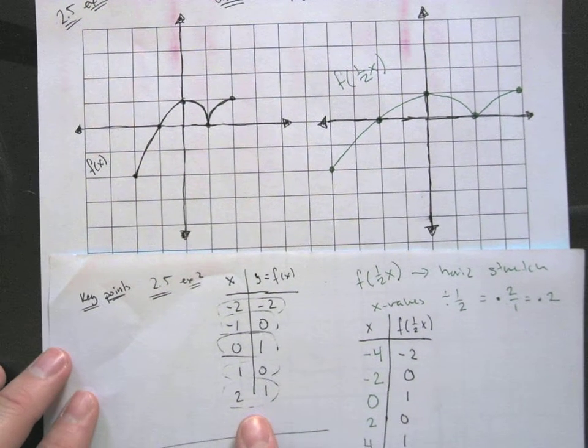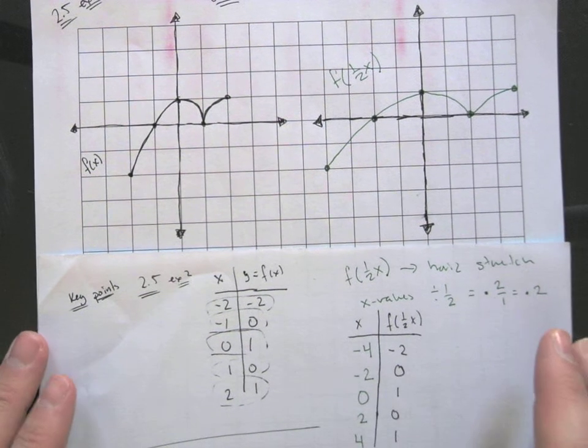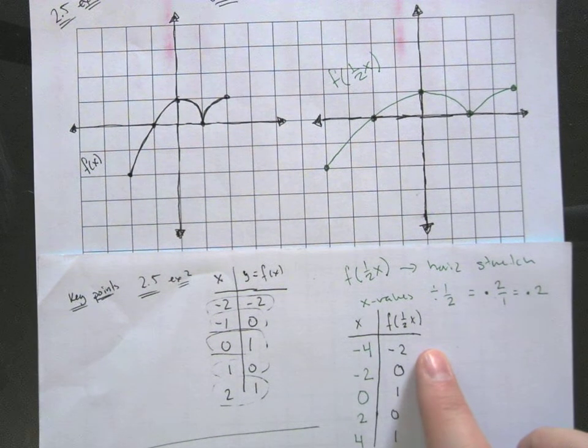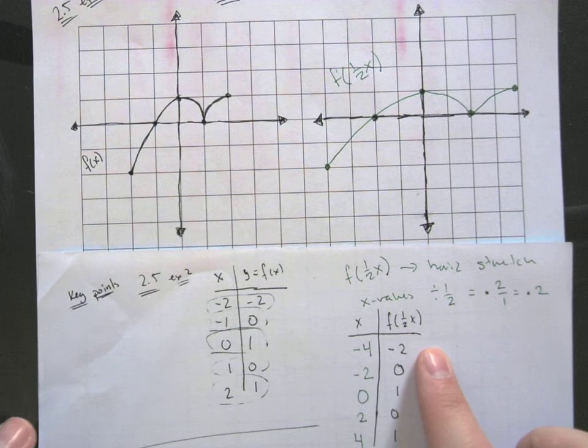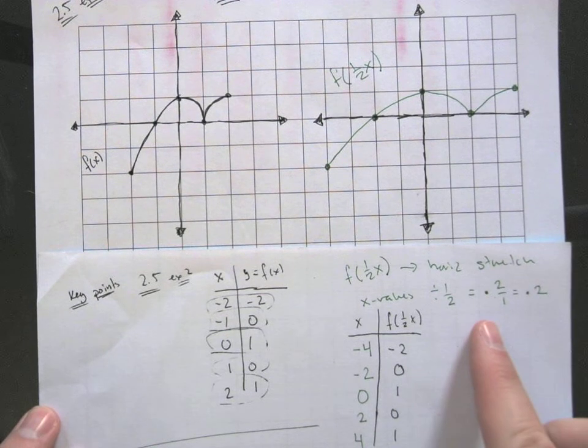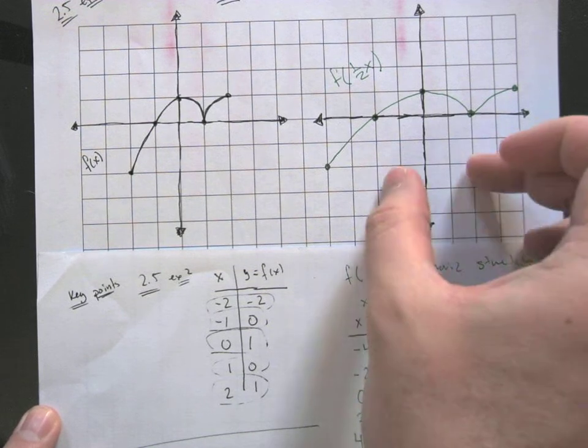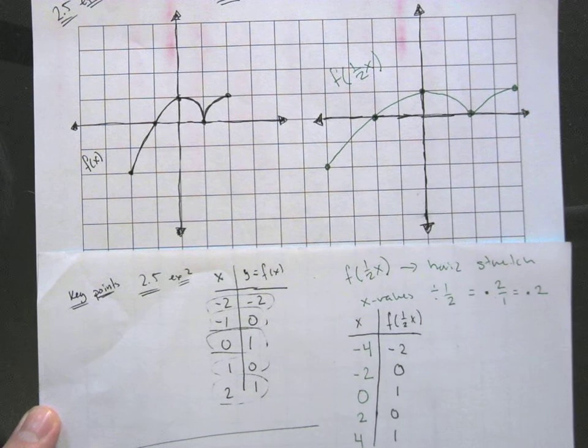At no point did we ever really have an actual formula for this. If we did 1/2 times x, that actually divides all the x values by 1/2, which is the same thing as multiplying by 2. So that stretches us out from the left to the right.